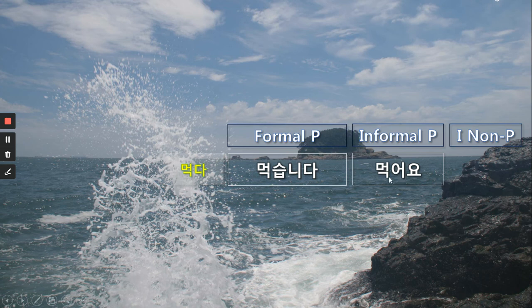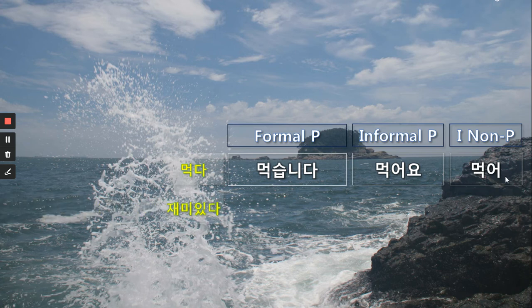Okay. So what are the correct forms? 먹어. So when you talk with older people, 먹어요. When you talk with younger people than you, we use 먹어, without 요.